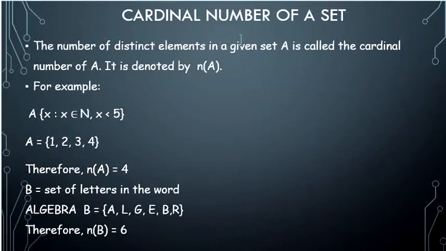Now let's do the cardinal number of a set. The cardinal number basically refers to the number of elements in a set, and it is denoted by a small letter n. For example, here we can see that we have a set A which consists of 4 elements, that is 1, 2, 3 and 4. Therefore the number of elements in set A, that is the cardinal number of set A, is 4. In set B you can see that it consists of all the letters in the word algebra. Now you have A, L, G, E, B, R. You don't have the second A because an element is not repeated in a set. So the number of elements in set B is 6. That is called the cardinal number of a set.